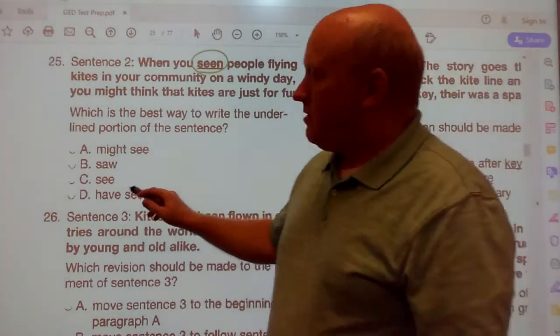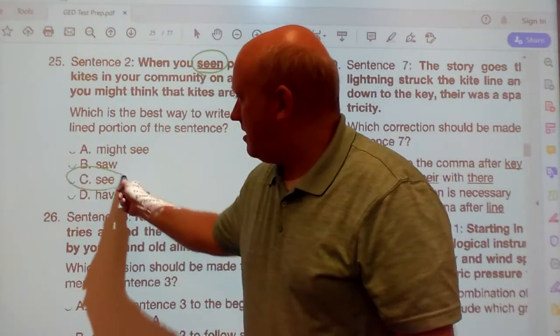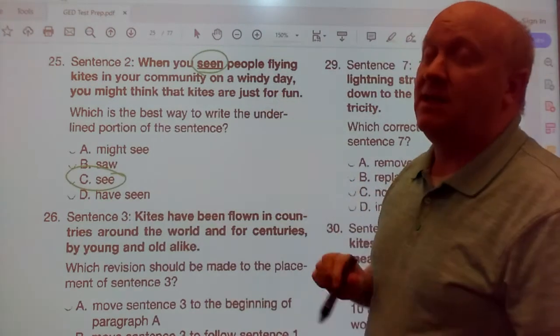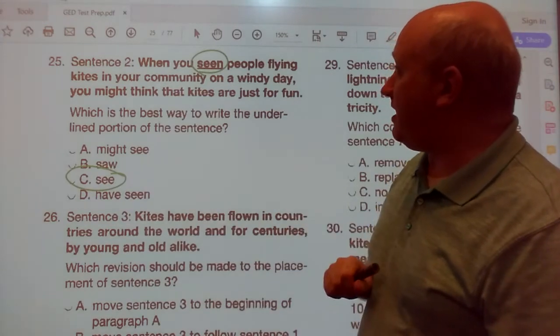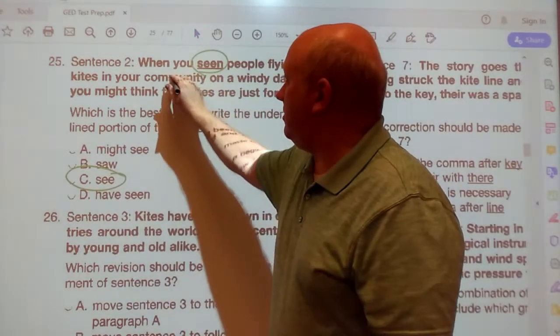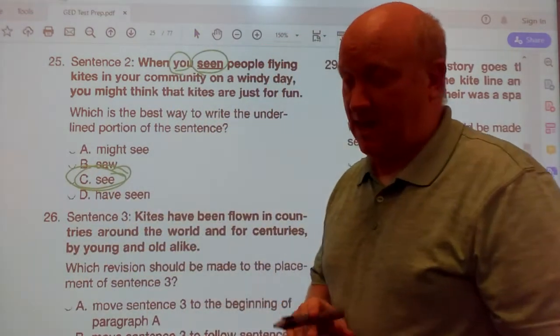The answer, did y'all see? The answer is C. The word see. "When you see people flying kites in the community on a windy day, you might think that kites are just for fun." You is singular, so you should have a singular verb, see.